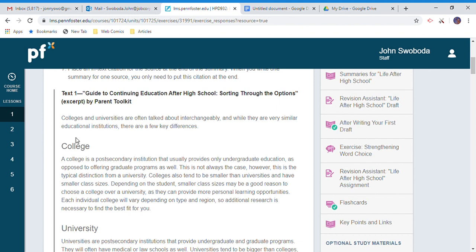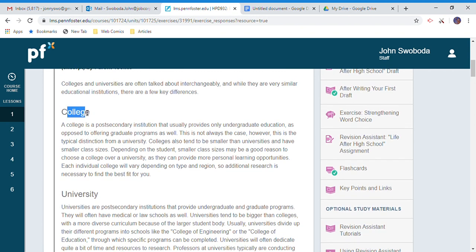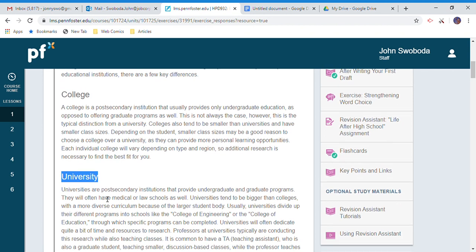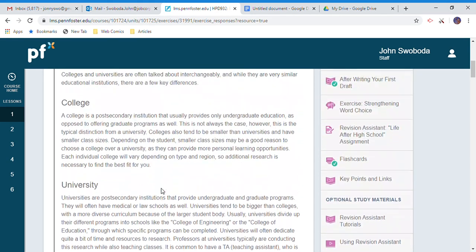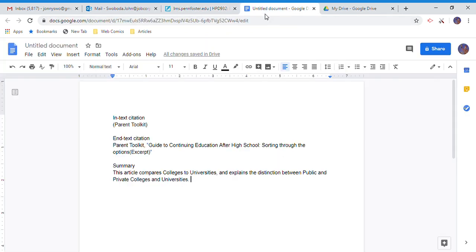Let's see. Colleges and universities. Now these headings are a real boon to us. They give us a way to summarize pretty easily. So we're just going to go with this. I'm going to do underline for the... Okay, so colleges are the smaller of the two.